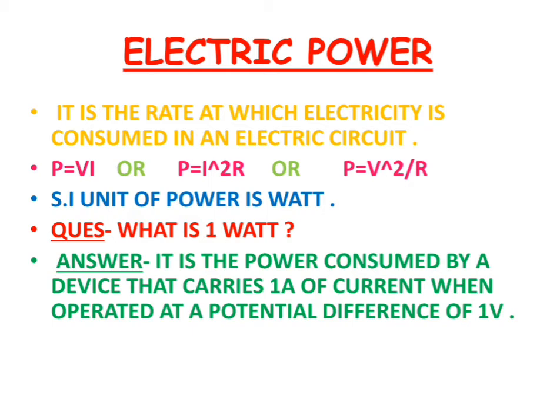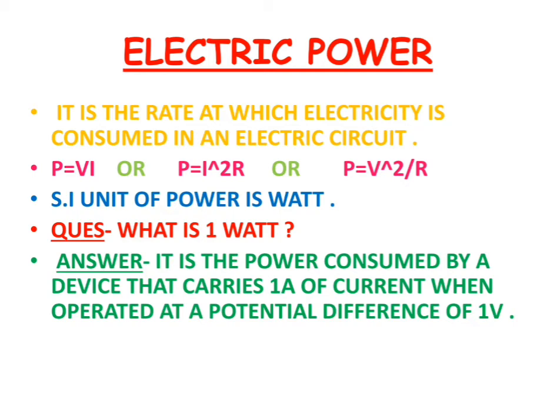Fine. So what is power? Firstly, it is the rate at which electricity is consumed in an electric circuit. Fine. So now the power has three formulas. Firstly, P equals V into I, or P equals I square R, or P equals V square divided by R, where P stands for power, and SI unit of power is watt. So now you will be wondering why power has three formulas, not only one, because in some questions we are given the potential difference but not current.